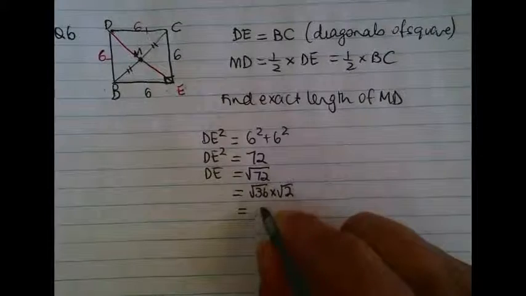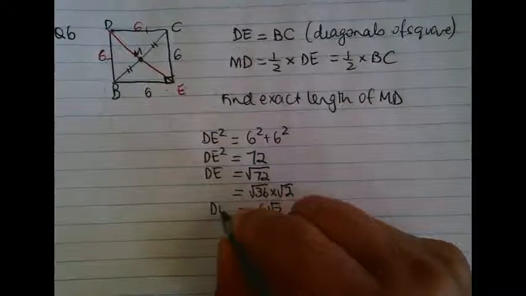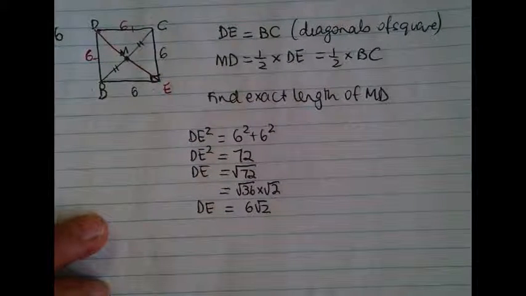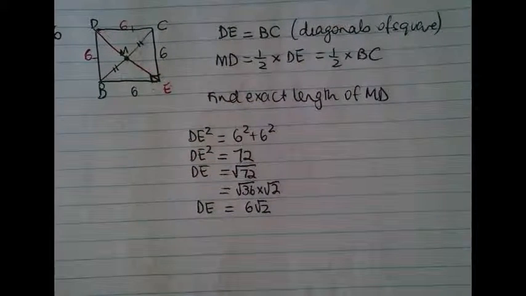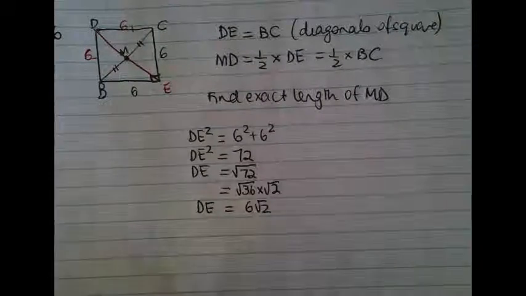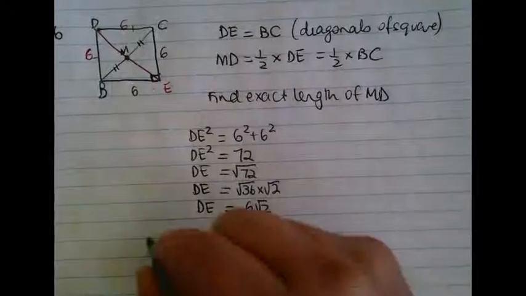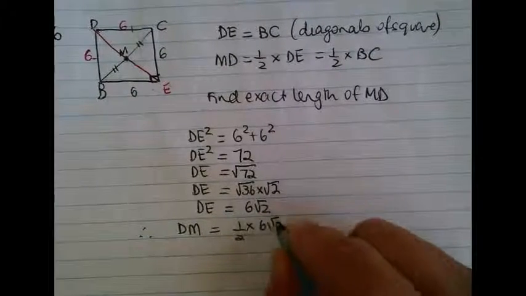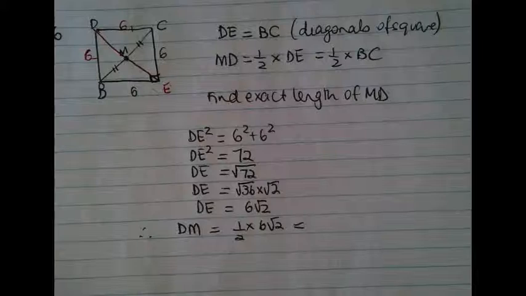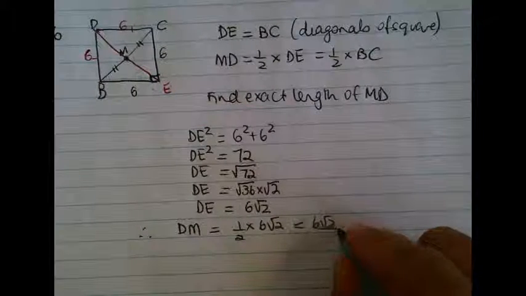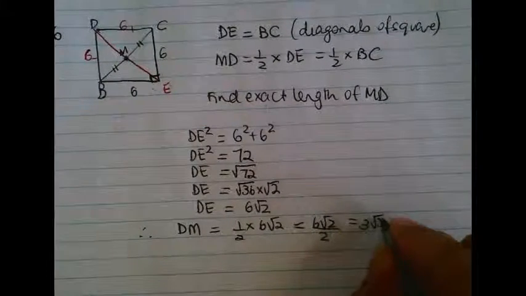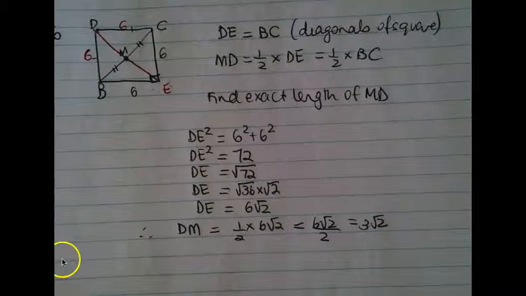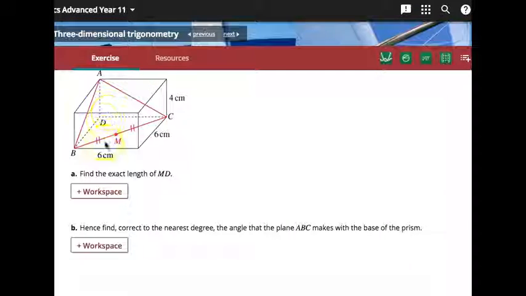So that's 6 root 2. That's the exact length of DE. Are you okay with that? Because square root of 72 is the square root of 36 times the square root of 2. So therefore, DM is a half of 6 root 2, which is 6 root 2 over 2, which is 3 root 2. If they're going to ask you this in the exam, they're going to ask you for the exact length. Worked out what MD is.